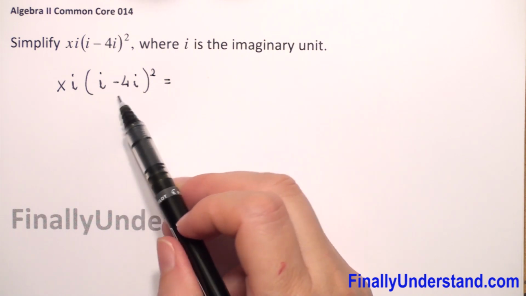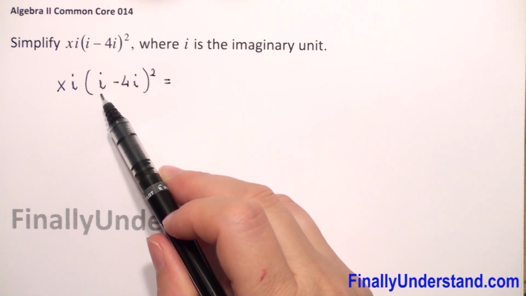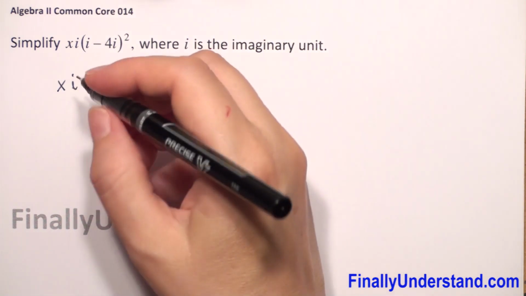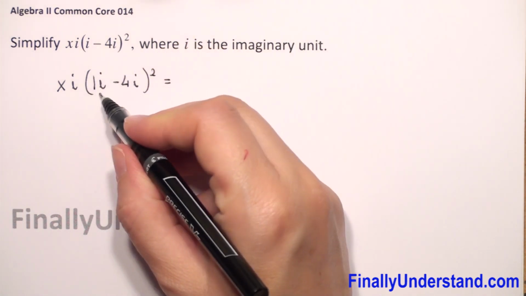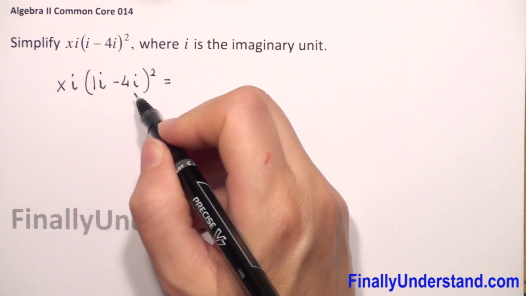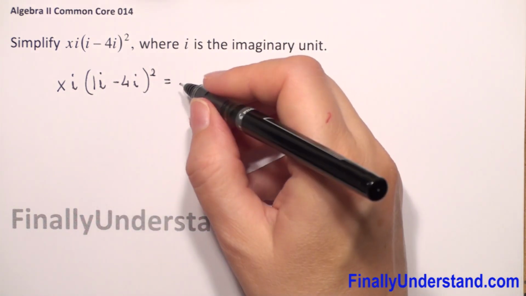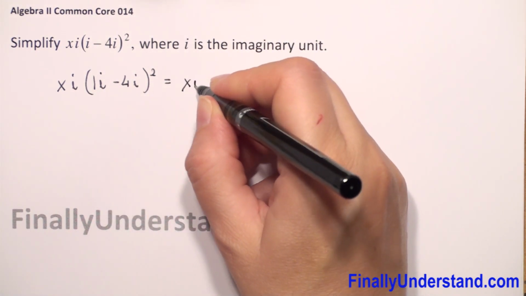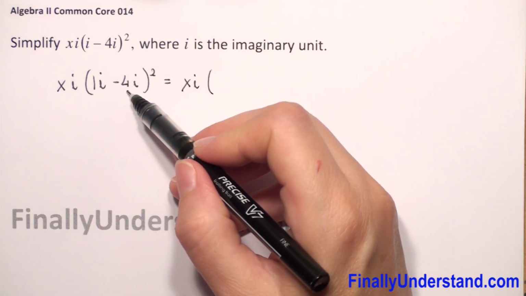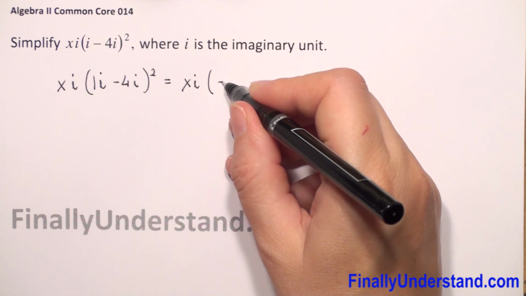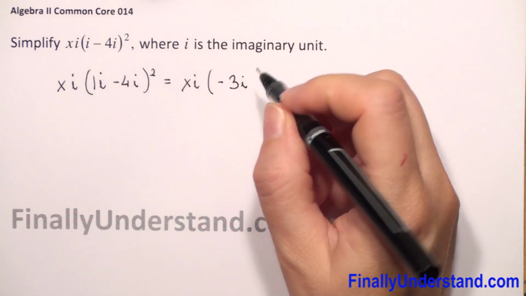First, we always have to check what we have in parentheses. We have i minus 4i. It's like 1i minus 4i. We have the same expressions, so we can do these operations. So xi we copy, and in parentheses we have 1 minus 4 is negative 3, and i we copy.